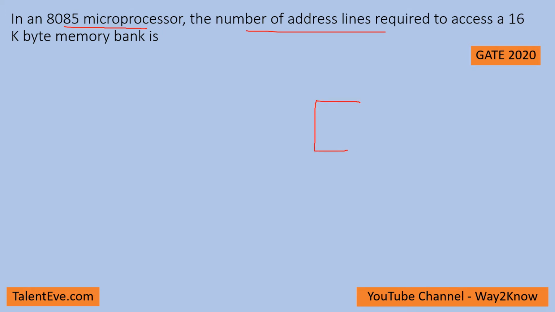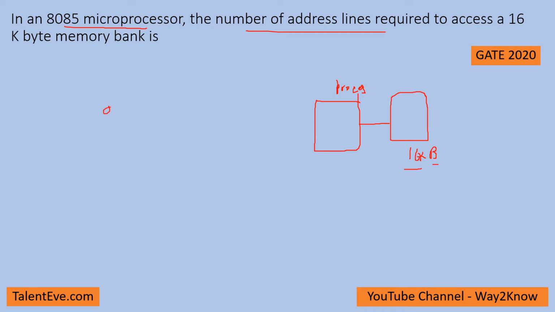So this is a processor and there is a memory whose size is given as 16 KB. Okay, 16 KB is the size. That means each memory location has a byte, and there are 16K locations. Okay, each memory location has a byte.